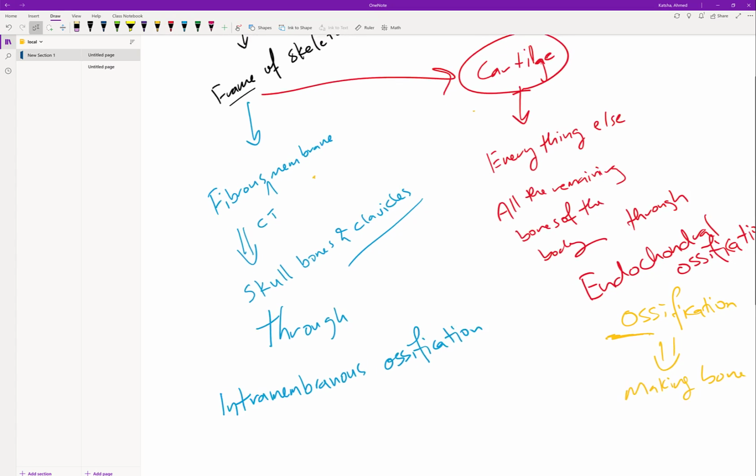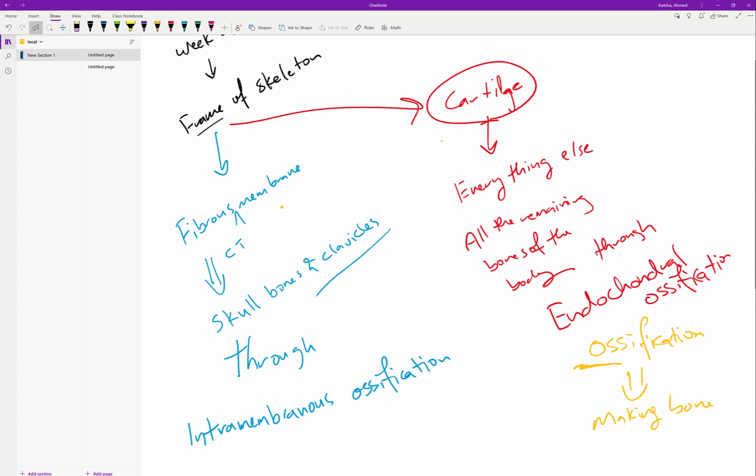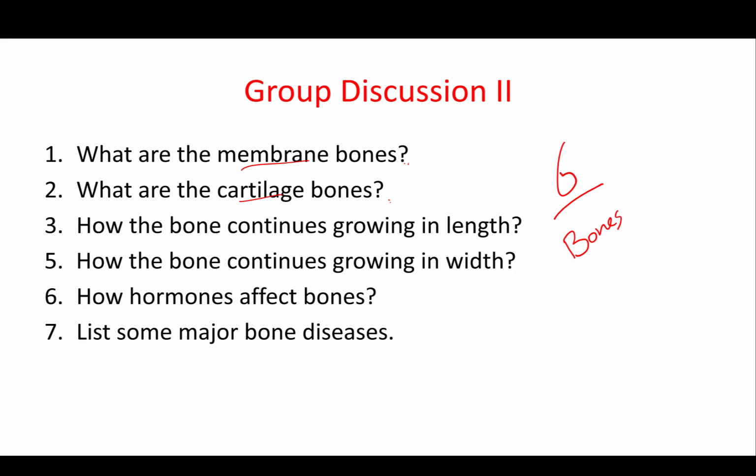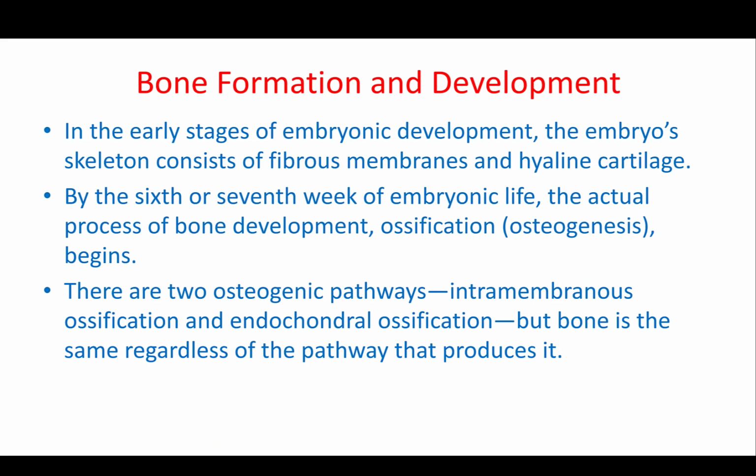Okay, so these are the two processes. Either the starting material is the fibrous membrane, and it will turn into bone through intramembranous ossification, or we have a starting material that is cartilage, and it's turning to bone through endochondral ossification. Also keep in mind that the result is either the skull bones and the clavicle, or everything else in the body. So these are basically the two ways of bone formation and development.